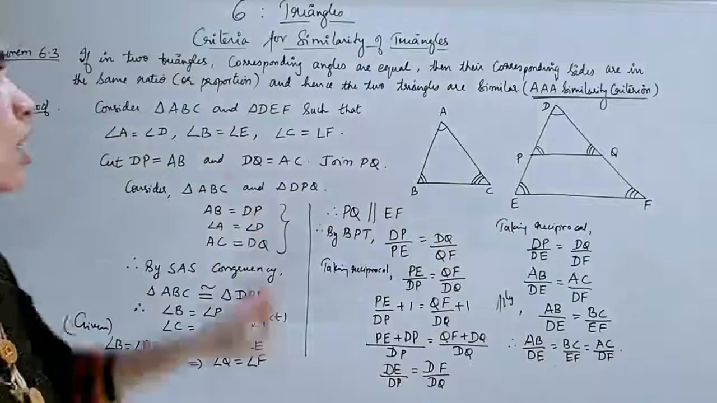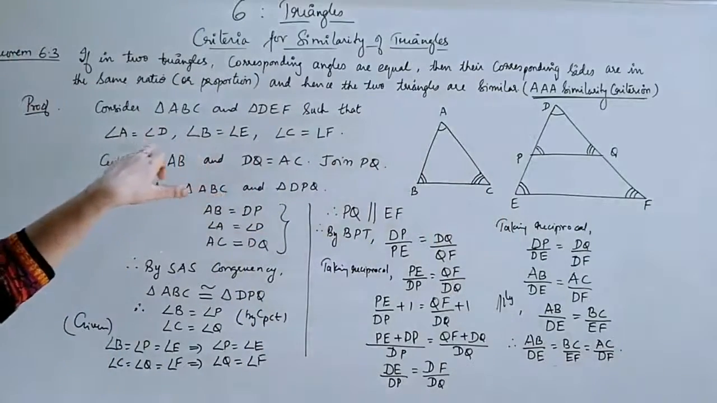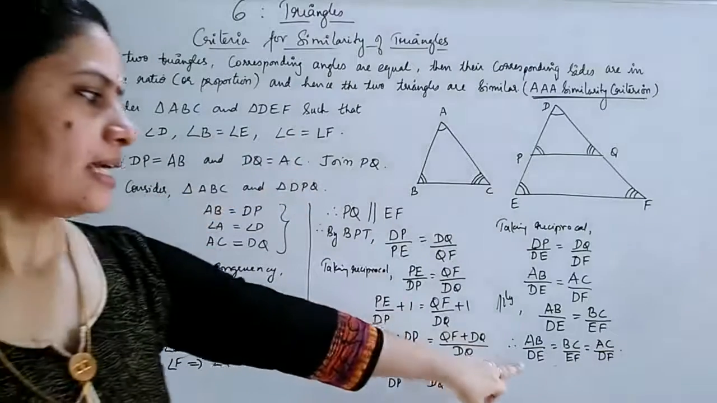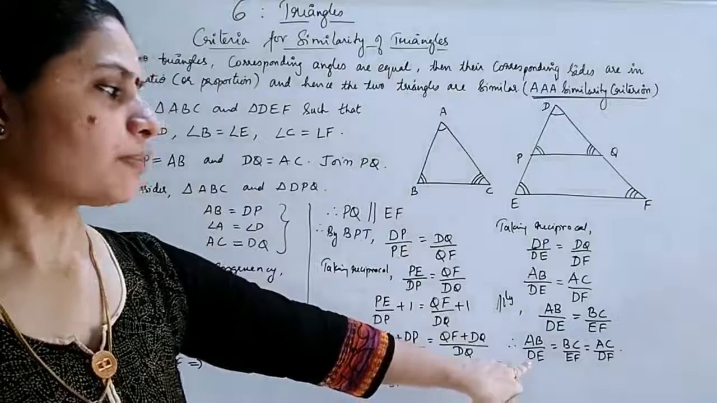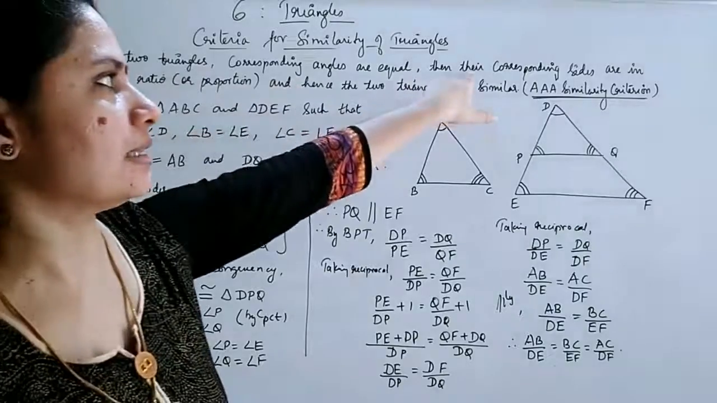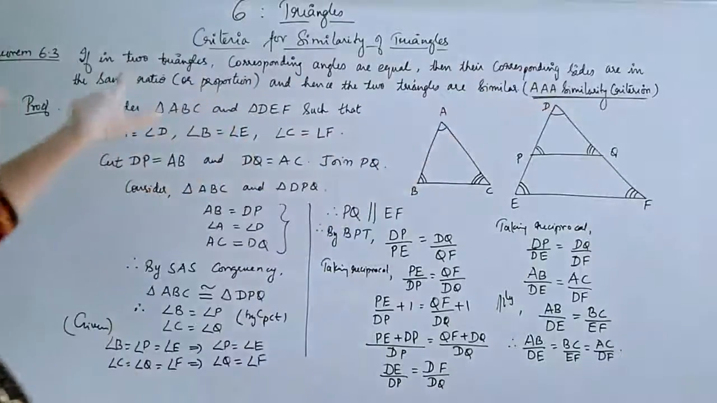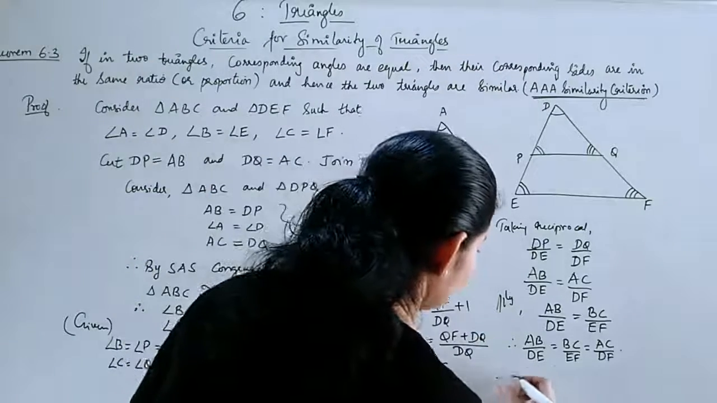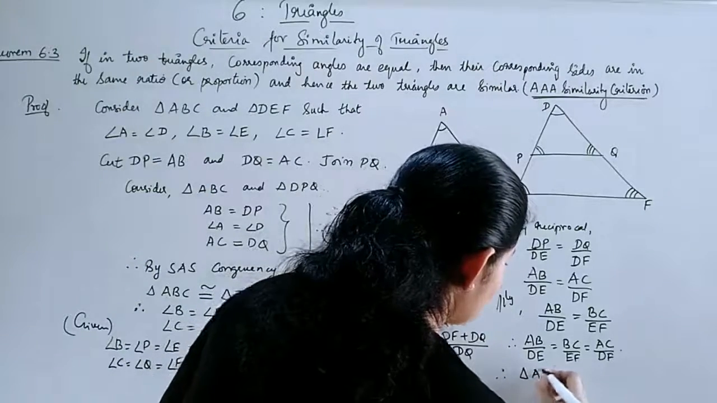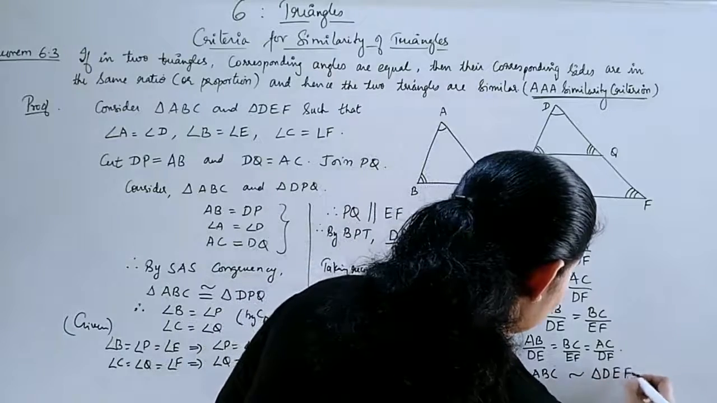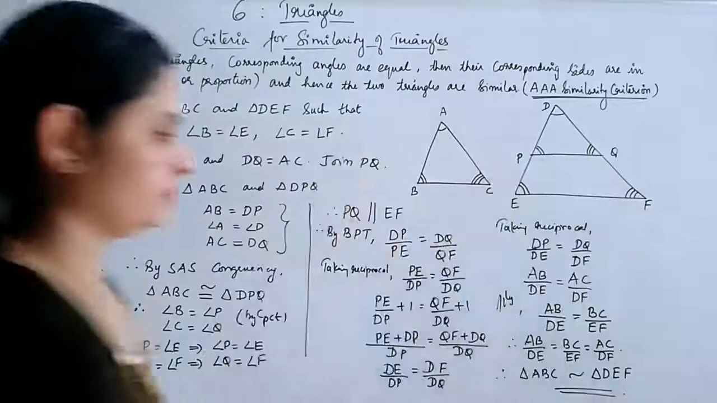So what we have got, already we have the concept that the three angles, corresponding angles are equal. Now we got that the three corresponding sides are proportional. Hence we can say that the two triangles are similar. So this is what we have to show. See, their corresponding sides are in the same ratio that we have reached. Hence we have triangle ABC is similar to triangle DEF. Okay.